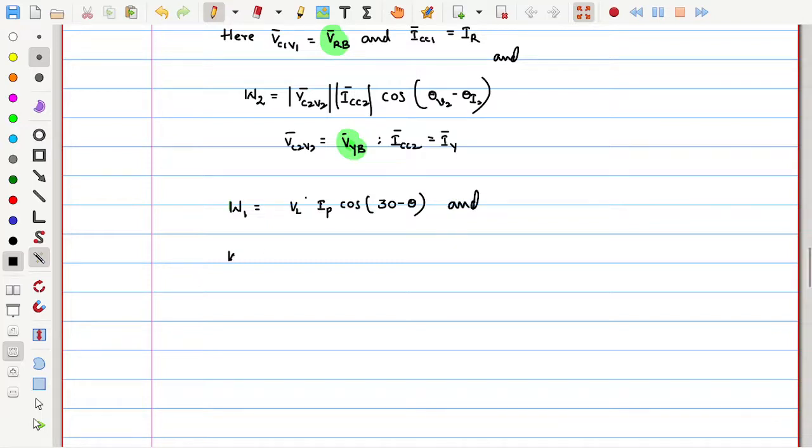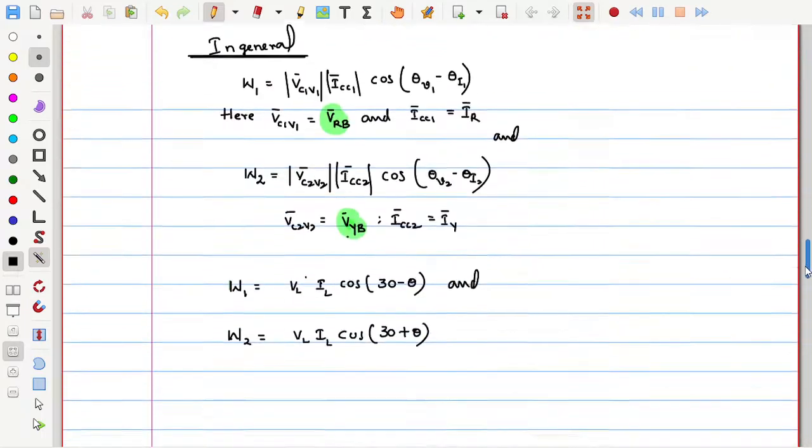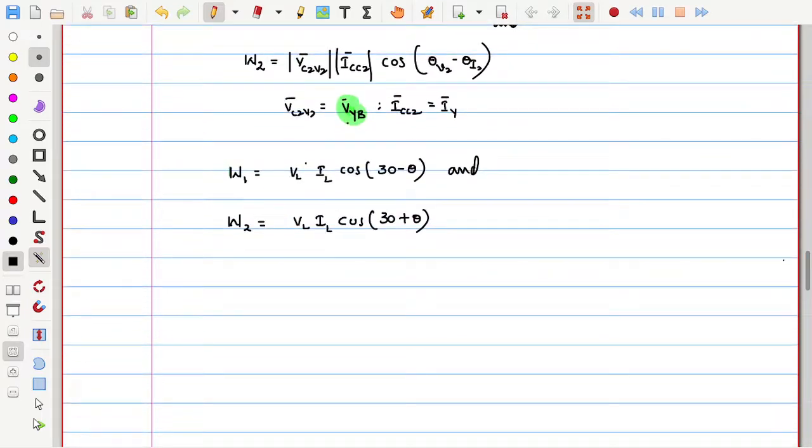And W2 is also equal to VL IL. Since IP is equal to IL, let me write everything in line quantities. Cos of how much is the angle between YB and IY? 30 plus theta. That's all. Once you observe these wattmeter readings, it is easy to proceed with the rest of the things carefully. So let us quickly add the wattmeters, W1 plus W2.